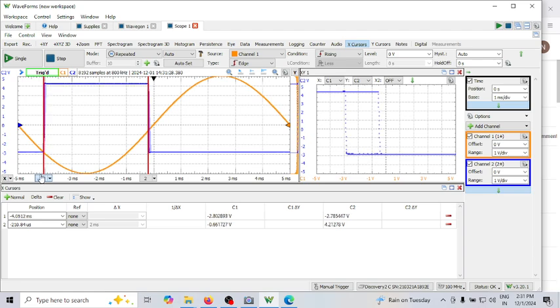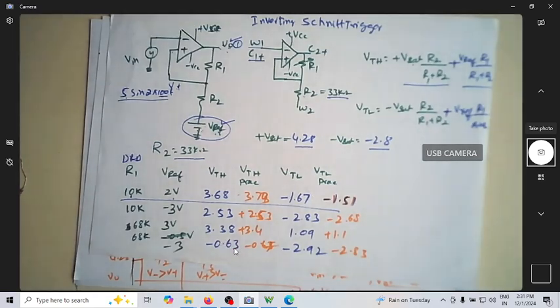So now this is VTL. You can see now VTL is minus 2.83 and it is minus 0.65. Let me just make a single shot to minus 0.67. So these are my practical values. You can see now this is my theoretical value minus 0.63. I'm getting almost minus 0.67. This was supposed to be minus 2.92. I'm getting almost close to that.